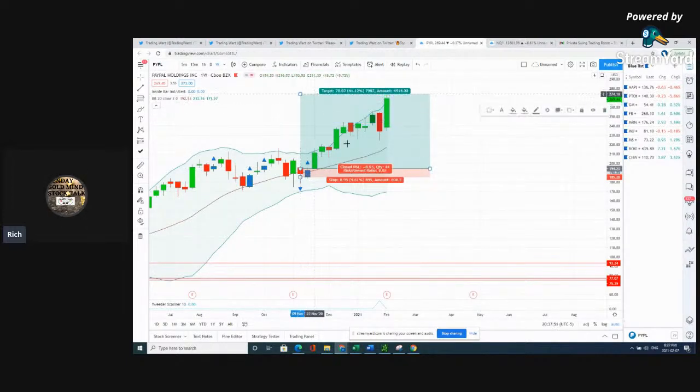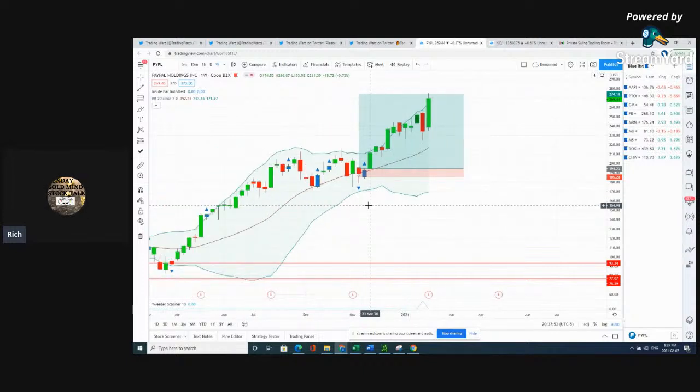So look at where we are right now. I'm almost at 10 times my money with PayPal. And PayPal was one that I was willing to hold for the long run. So that's how you can take my setups and kind of turn them into investments.